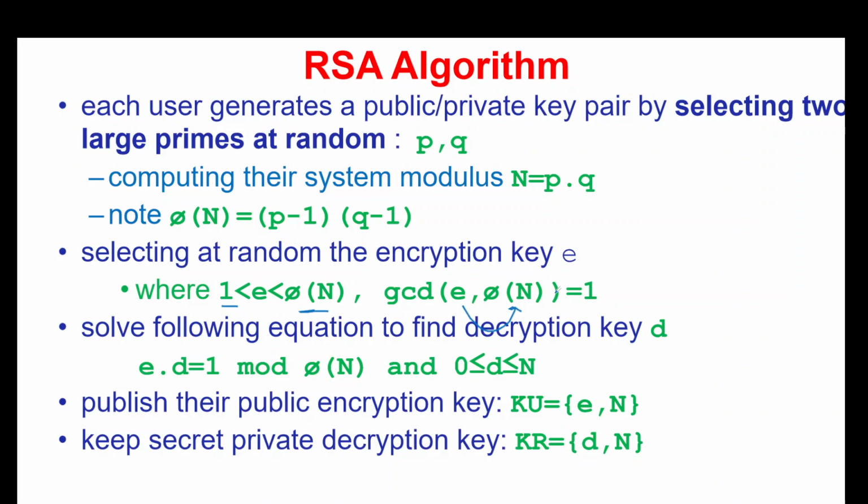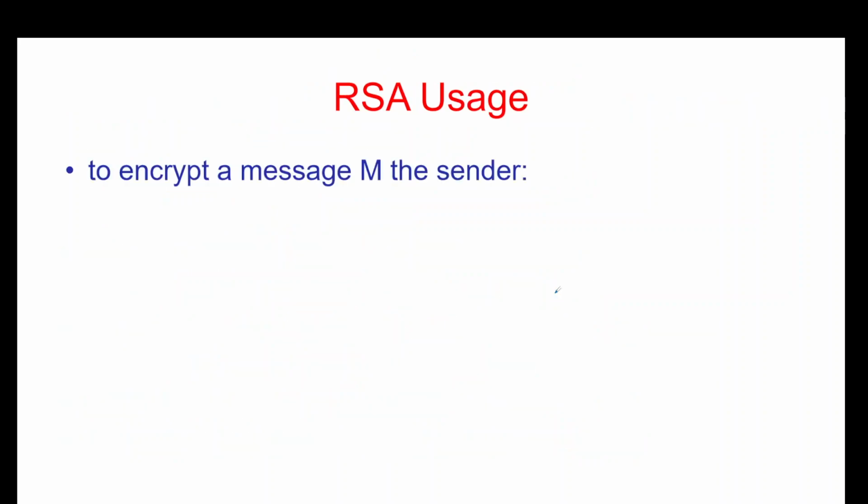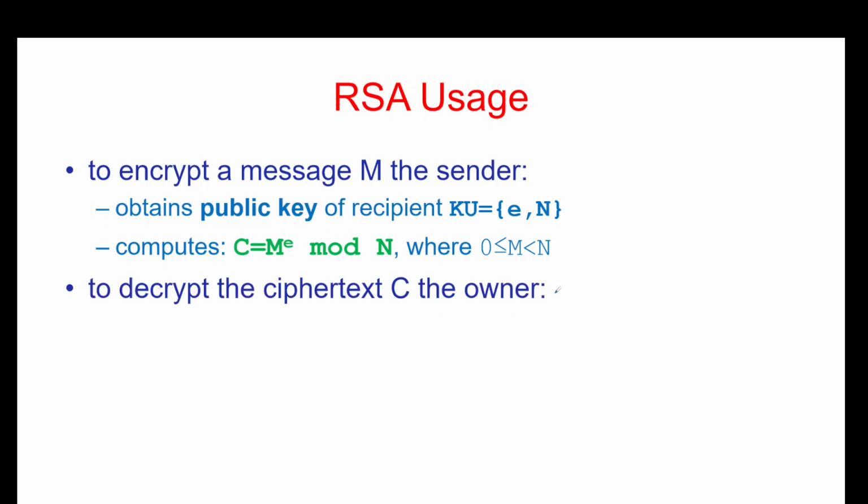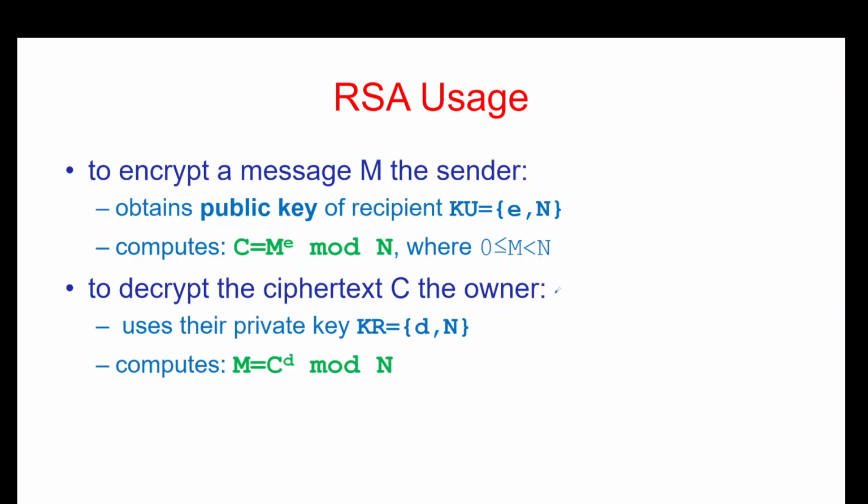How are we going to use this public key and private key? Let us see the usage. To encrypt the message M, the sender obtains the public key of the recipient, that is e comma n. He computes the ciphertext C equals M power e mod n. Then we decrypt the ciphertext on the decryption side using the private key, the pair d comma n. It computes the message M equal to C power d mod n. So this is how we use the RSA algorithm for encryption and decryption.